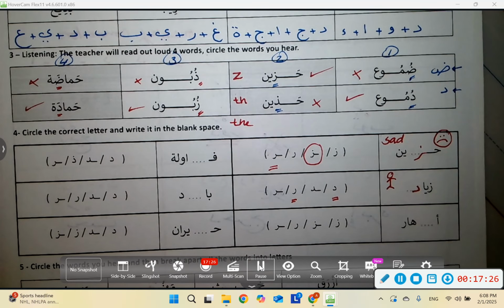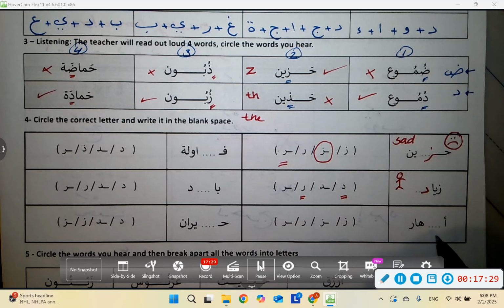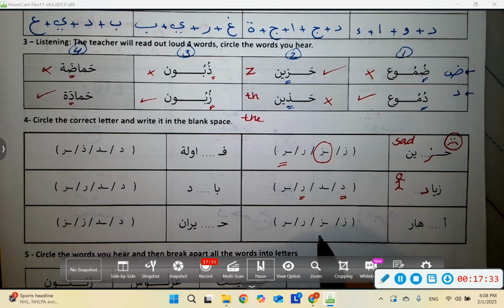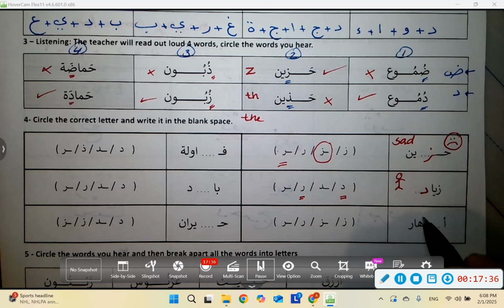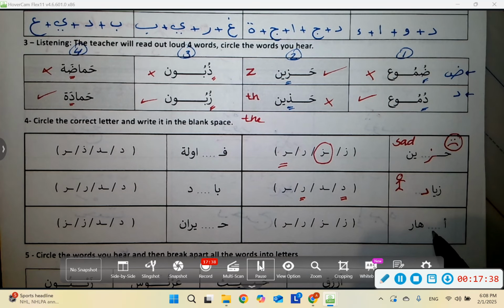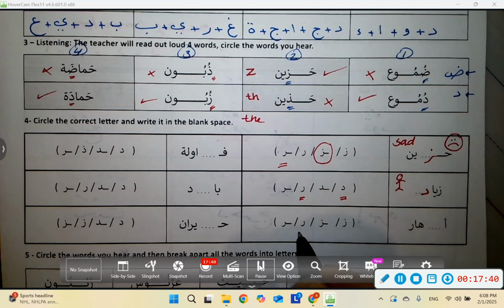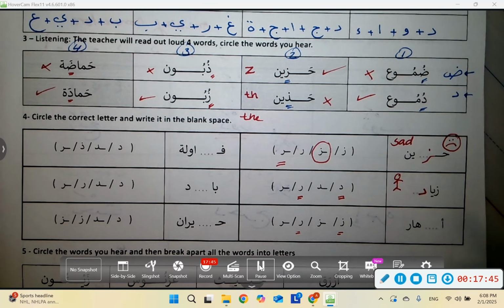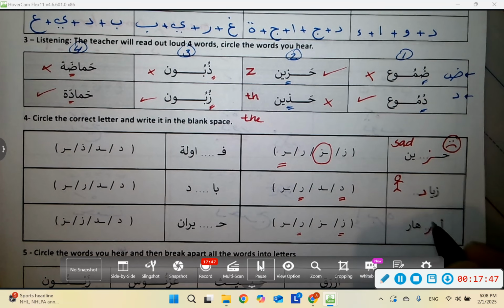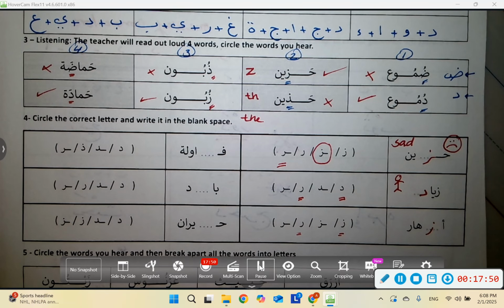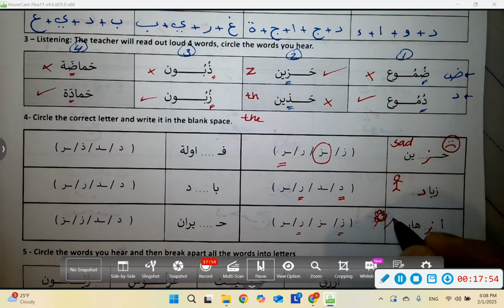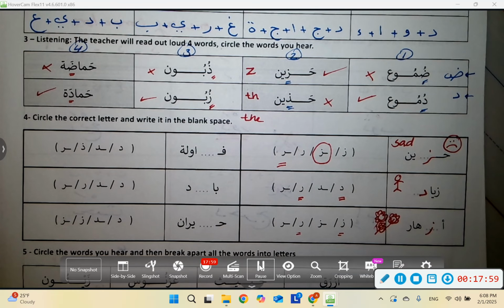Third one, Azhar. We need a letter that stands alone, because we have either za or ra. Of course, they don't connect to the next letter. We have alif, doesn't connect to that letter, so we need either this one or this one. But if we put the ra, arhar has no meaning, so we need the za. Azhar.